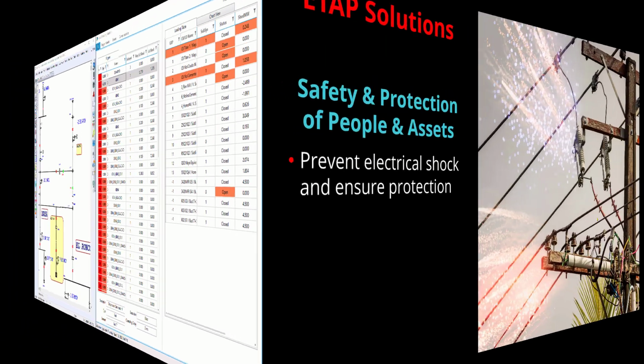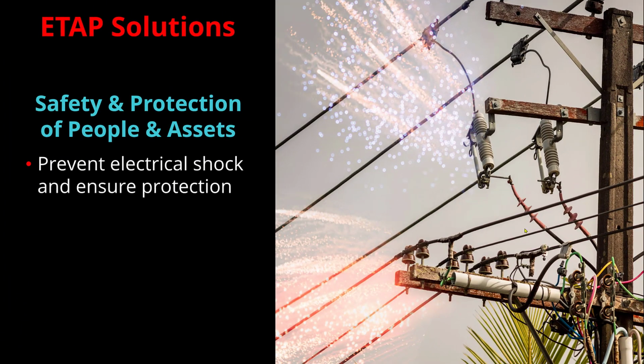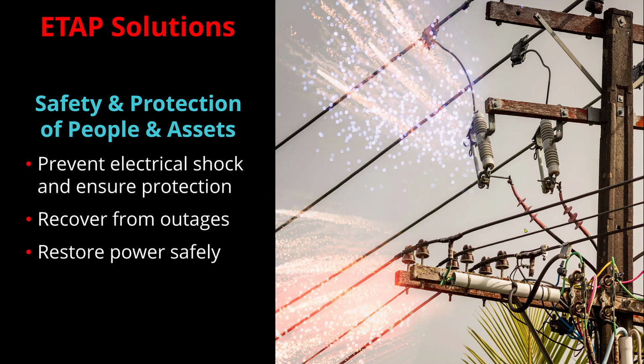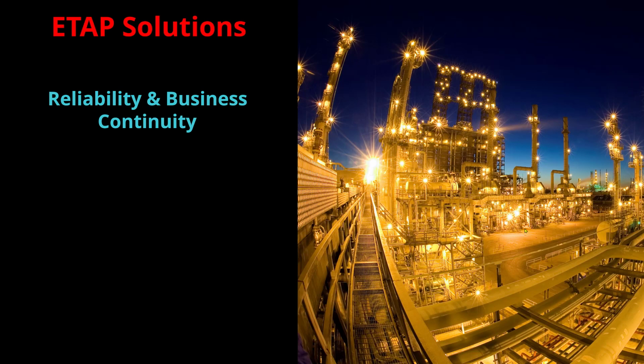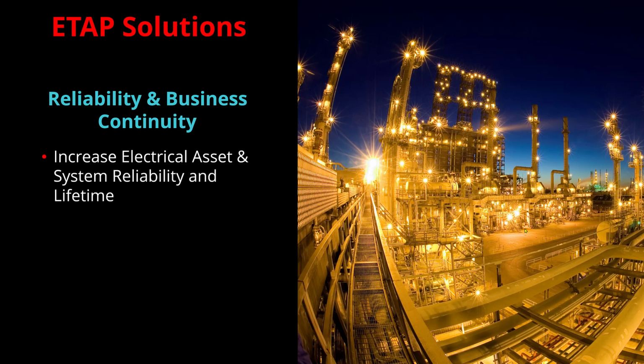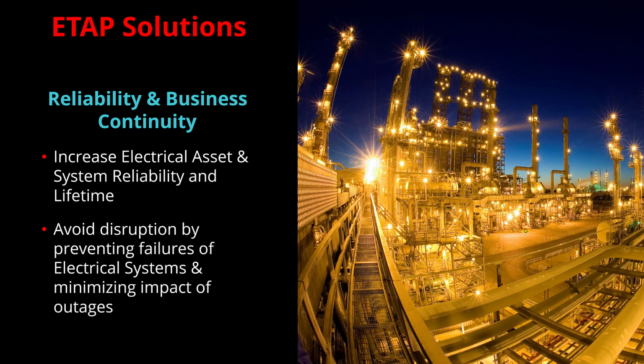So in conclusion, the ETAP solutions provide safety and protection of people and assets to prevent electrical shock and ensure overall protection, so that you can also then recover from outages that you cannot avoid in the system, restore power safely, and avoid electrical fires. The solution allows for reliability and business continuity by increasing electrical asset and system reliability and lifetime, and avoids disruption by preventing failures of the electrical system and minimizing the impact felt by that outage.